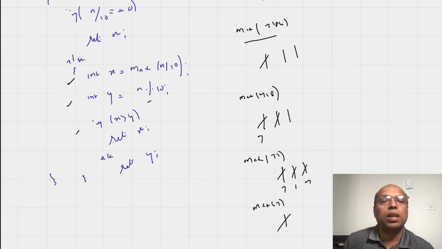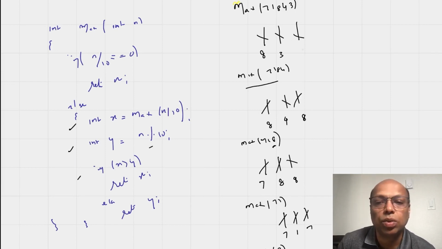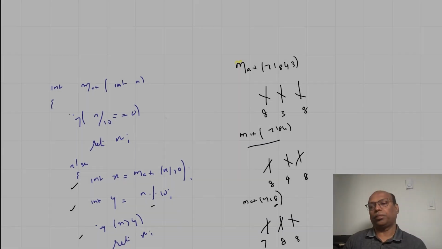Next statement, n mod 10. 718 modulus 10 is what? 8. 7 is greater than 8? Condition is false. Therefore, return y. Go back to the caller. Next statement, n mod 10. How much do I get? 4. 8 is greater than 4. Condition is true, return what? 8. 8 to the caller. n mod 10. 71843 modulus 10 is 3. 8 is greater than 3. Condition is true. Return 8. Return 8 will go back to the caller. That's it.